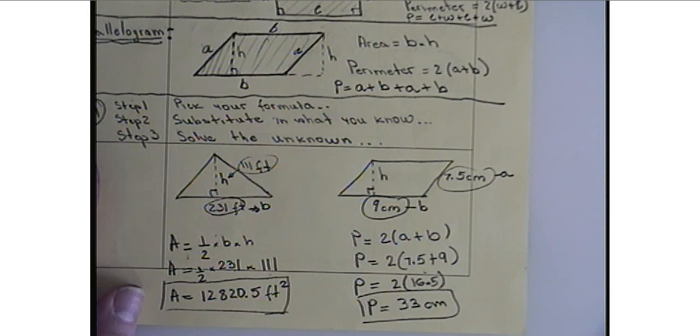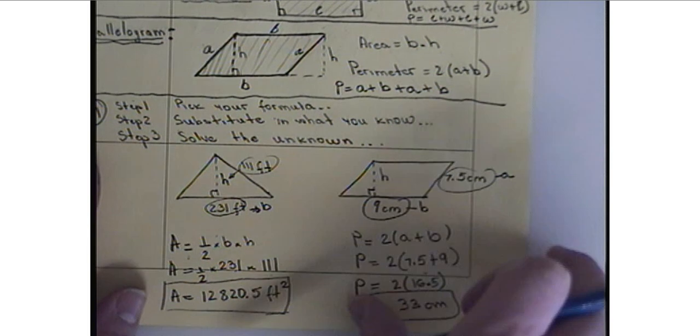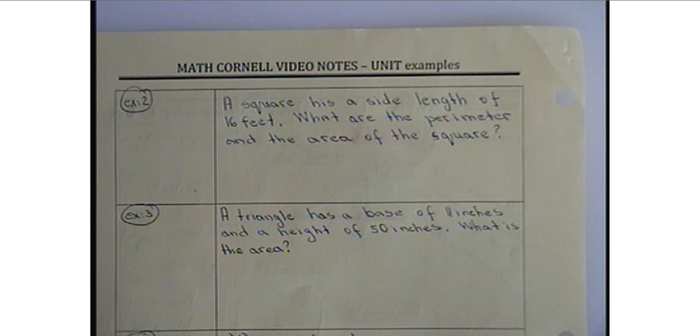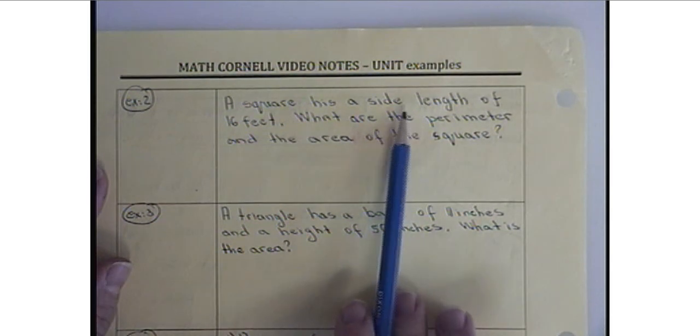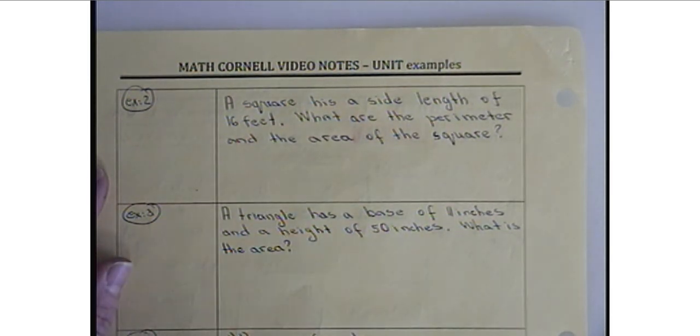All right, awesome. Let's take a look at a couple more examples. They will have some kind of word problems, and you will be asked to follow the 3 steps. And if you need to draw a picture, please do so. Sometimes picture helps us to see things better. So a square has a side length of 16 feet. What are the perimeter and the area of the square?